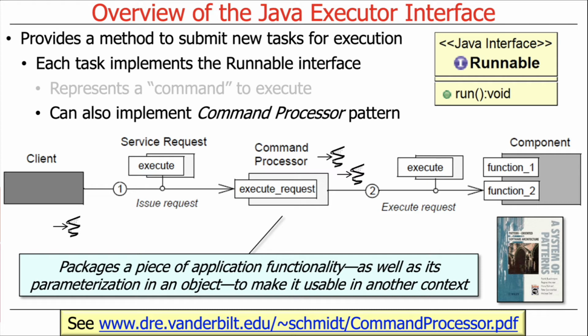What it really turns out to be in practice is you can submit requests that are called service requests, or in our case are Runnables, and you give them to somebody to execute them. And what the pattern then calls a command processor is basically the implementation of the Executor interface. And so then the command processor will execute those requests in another context. And in the context of the Executor framework, that other context is typically a thread from a pool of threads that's managed by the implementation of the Executor interface.